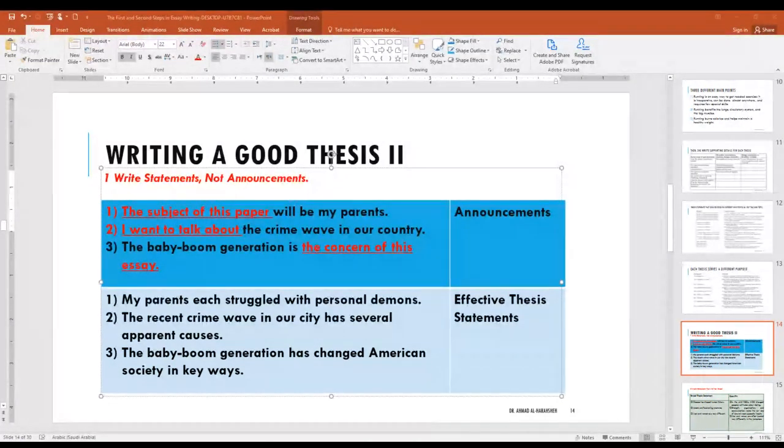Now, my parents each struggled with personal demons. Here, this is an effective thesis statement. The recent crime wave in our society has several apparent causes. Again, this is a good thesis statement. The baby boom generation has changed American society in key ways. Again, this is a good thesis statement.